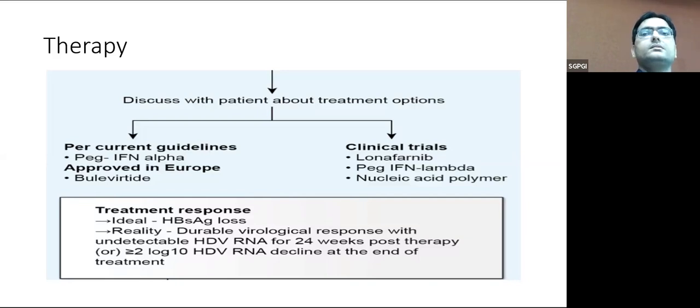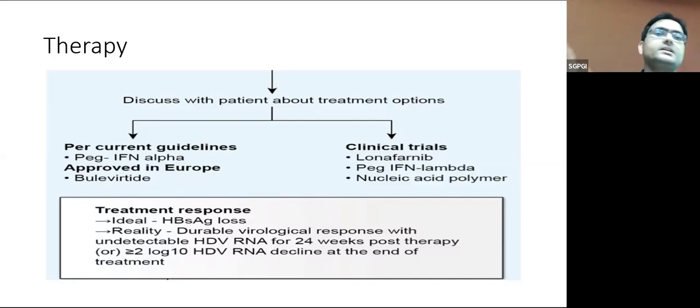Even if you want to ignore these drugs, you have to remember that pegylated interferon alpha and bulevirtide are the treatment options. Some studies have also used a combination of pegylated interferon alpha along with bulevirtide. One thing to keep in mind is that you have to treat hepatitis B virus as you treat it in isolation, so treatment of hepatitis B virus will continue.